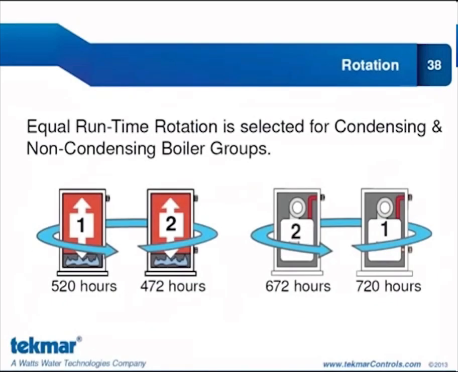Equal runtime rotation is selected for condensing boiler groups and for non-condensing boiler groups. So if there are at least two boilers that are configured to be condensing, you can select equal runtime rotation or not for that group. If there are at least two boilers that are configured for non-condensing, you can select equal runtime rotation for that group if you choose to. We operate each group separately because the runtimes for those two different boiler groups will likely be very different. Rotation is fixed at 48 hours, and it's forced at 60 hours.